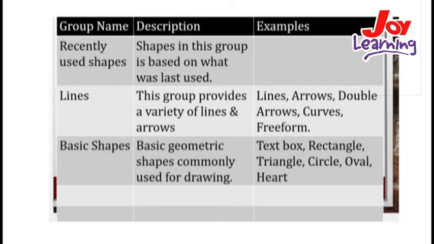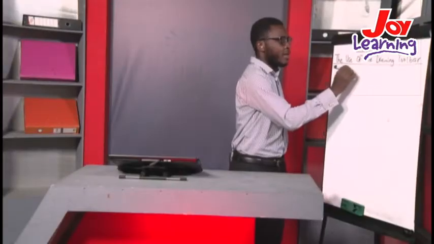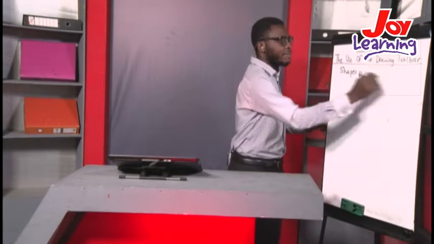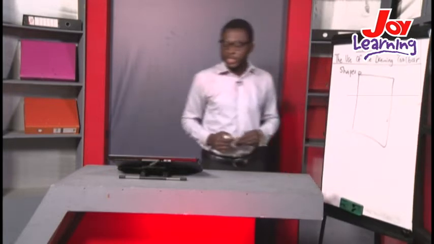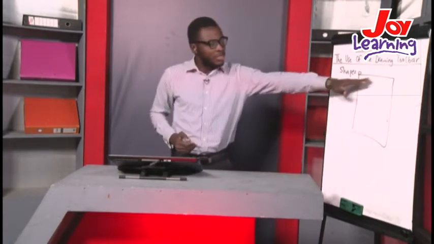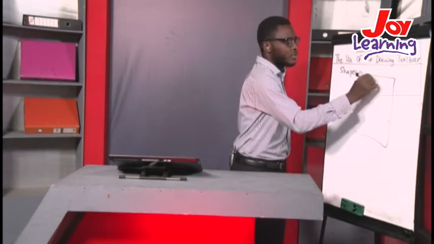You move to the line group in the shape drop-down menu. We have the shapes here. If you click, it has a drop-down menu there. So if you click on the shapes drop-down menu, that's where you see these groups you are talking about. You see recently used up here.